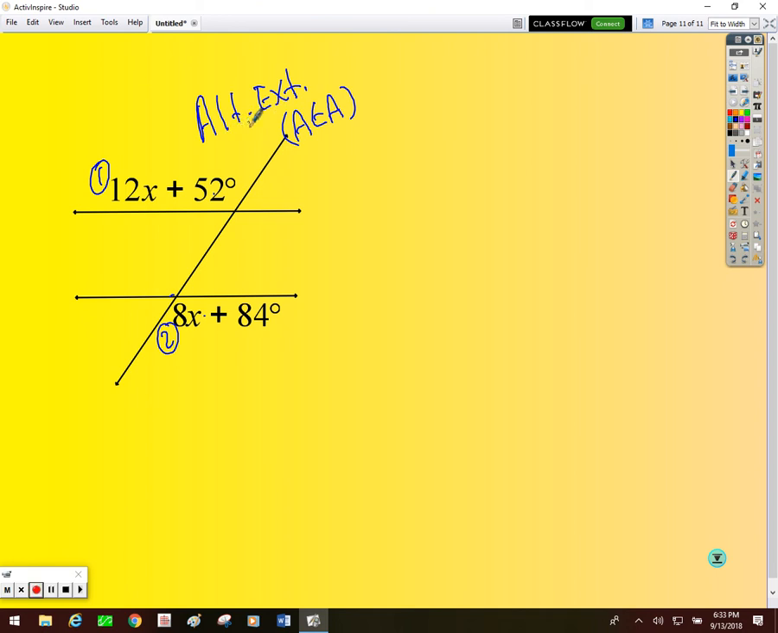This is alternate exterior. So we're going to set these up equal to each other, guys. I apologize, it's getting late in the day. All right, so we're going to set it up equal to each other. Thank you for whoever caught that before I got to going that far. You guys are awesome. Okay, so 8x plus 84, because I know some of y'all caught that.